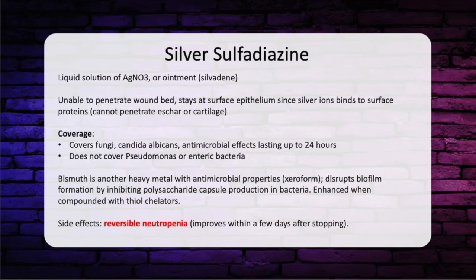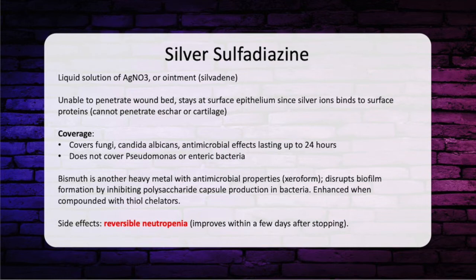So let's start with silver sulfadiazine, in liquid solution or as an ointment, known as Silvadene. It's unable to penetrate the wound bed. It stays at the surface epithelium since the silver ions bind to the surface proteins and cannot penetrate eschar or cartilage. It's not effective against Pseudomonas and enteric bacteria. It covers fungi, Candida albicans, and it has antimicrobial effects lasting up to 24 hours.